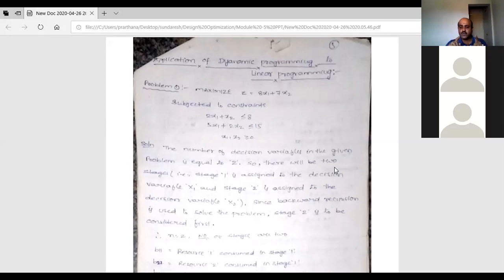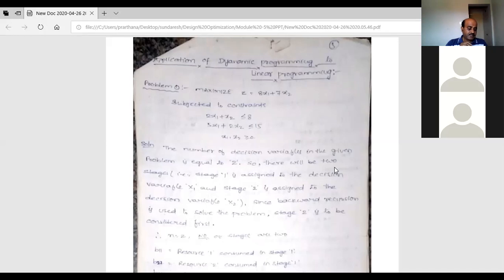So the first thing is you have to look out for how many variables there are in the function, or how many decision variables the function consists of. Based upon the decision variables, we get the number of stages. In this case, the number of decision variables is 2, which are x1 and x2, and hence the number of stages will also be 2 here.